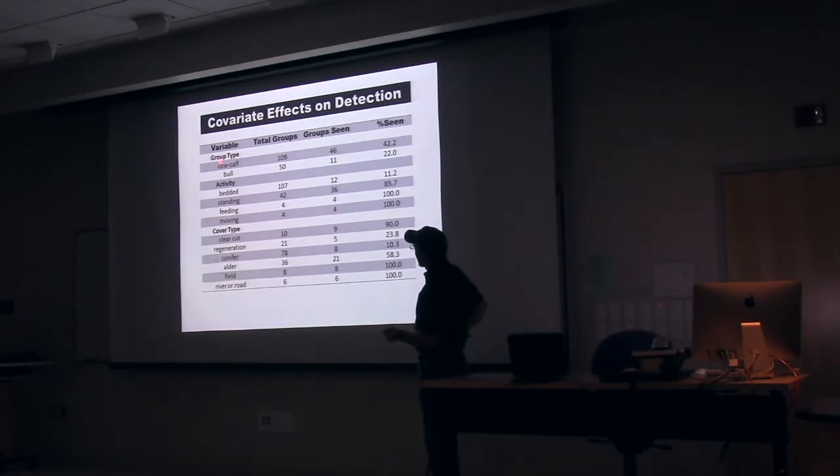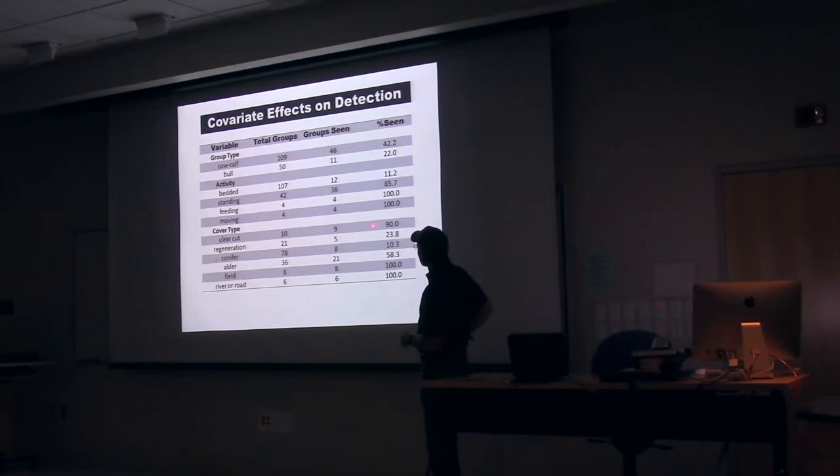Gender effects: cow-calf groups. These were winter surveys, so the animals are sexually segregated in the winter, and the bull groups are missed a lot more than the cow groups were. Activity, again: animals that were active had a really high chance of being seen. Ones that were bedded down and inactive were less likely to be seen.